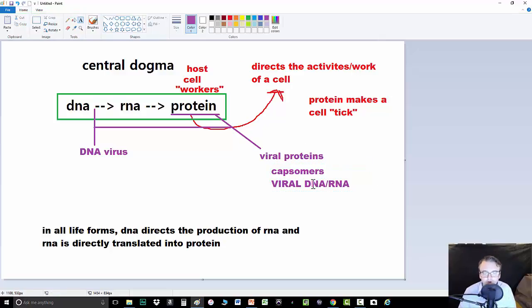So these viral proteins are ultimately going to make more viruses. Essentially, that's what's going to happen here. We're going to ultimately get more virus from the viral proteins. So they essentially are the viral workers, and they're going to make more virus.